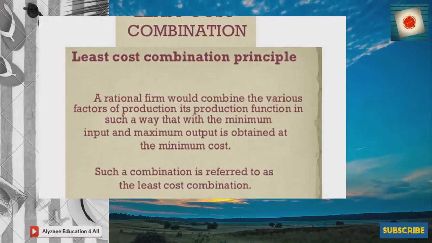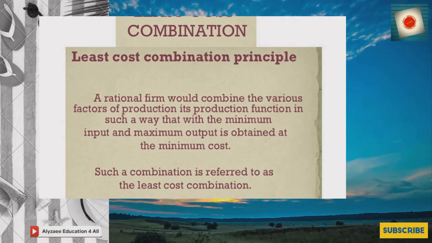Least cost combination principle says that the rational firm would combine the various factors of production, its production function, in such a way that the minimum input and maximum output is obtained at a minimum cost. The production function can obtain more and more output from minimum input, while its cost is also limited. So such a combination is referred to as the least cost combination.